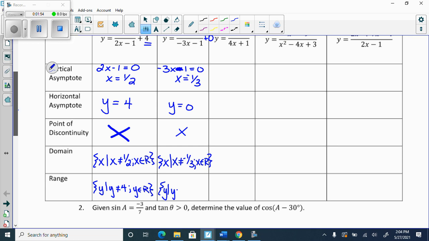Oh, you don't write frequencies? Nope. That's a radical. All right.